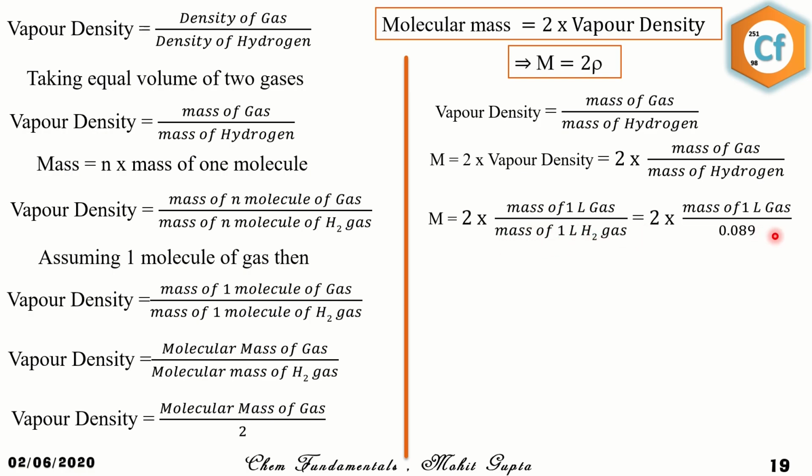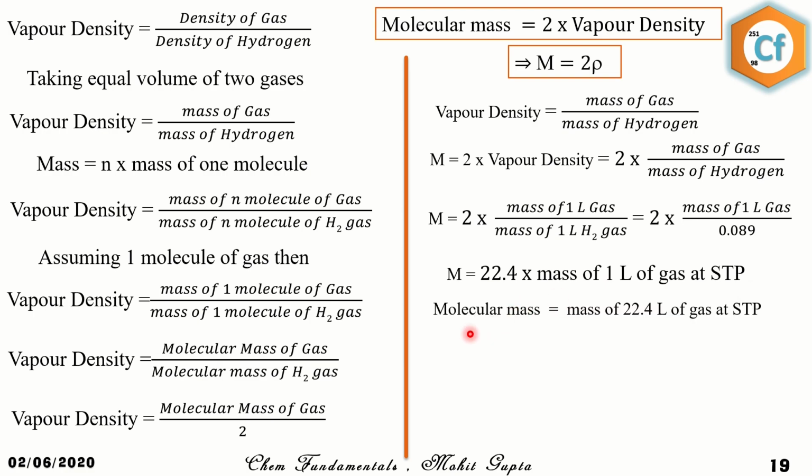The mass of 1 liter of hydrogen gas is 0.089. This is an experimental value. So I can easily write molar mass is equal to 2 times the mass of 1 liter of gas divided by 0.089. So if I divide 2 by 0.089, what do I get? 22.4. So the molar mass is equal to 22.4 times the mass of 1 liter of gas. And all these calculations are carried out at standard temperature and pressure. Temperature should be 0 degrees Celsius or 273 Kelvin, and the pressure should be 1 atm. So hence I can write down molecular mass is equal to the mass of 22.4 liters of a gas at STP.